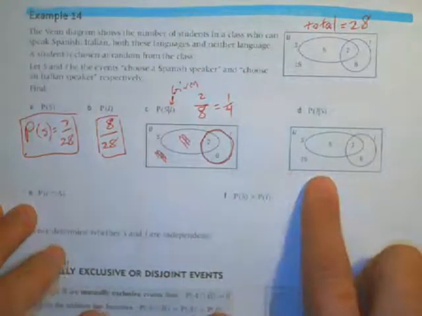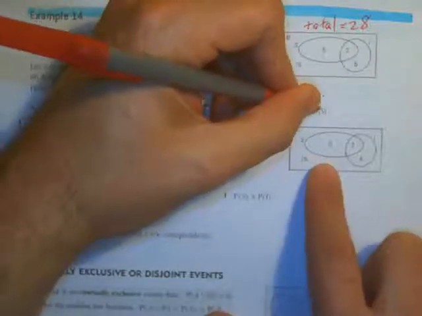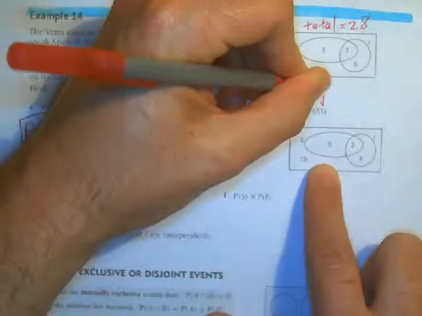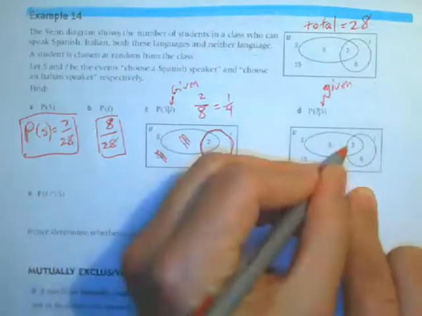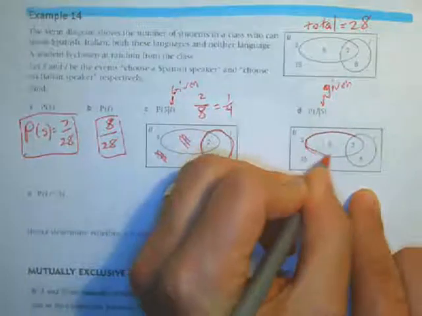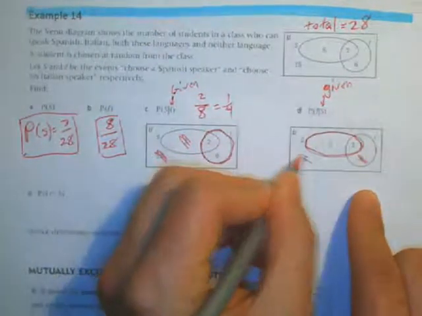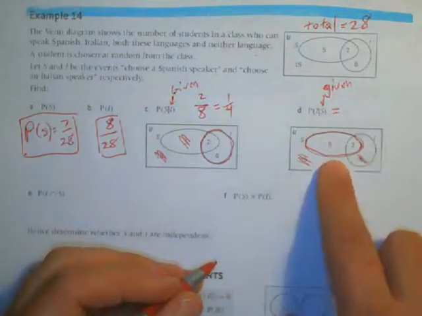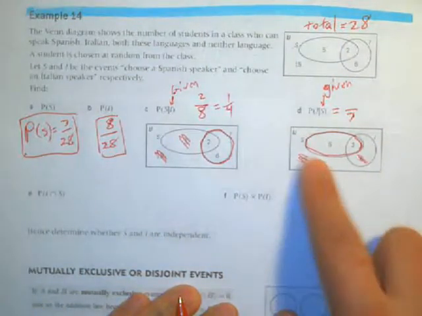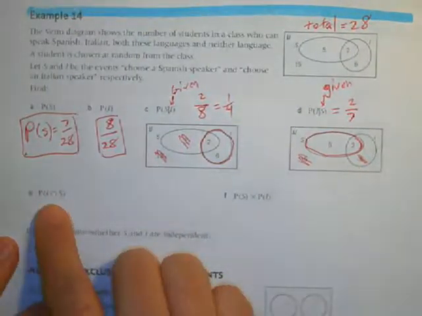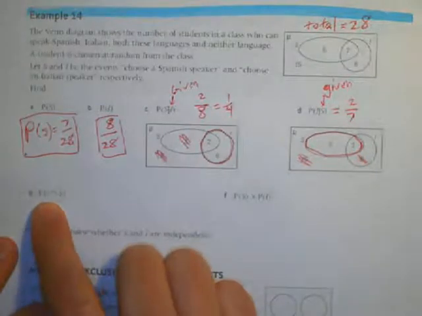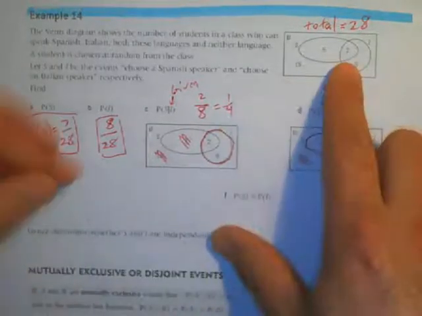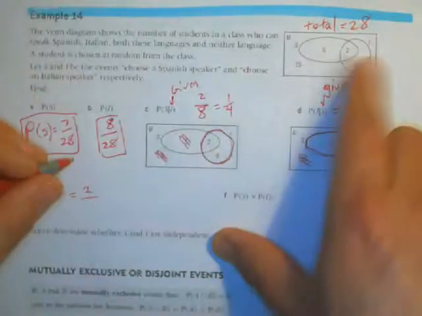Okay. Now, the probability that you speak Italian given that you speak Spanish means I'm only concerned about being in this circle here, and I don't care about what's happening over here. So what's my denominator? Given that you speak Spanish, 5 plus 2, that's my denominator, which is 7. And how many of these 7 speak Italian? 2. All right. What is the intersection of Italian and Spanish speaking? It's 2 out of the total, which is 28.